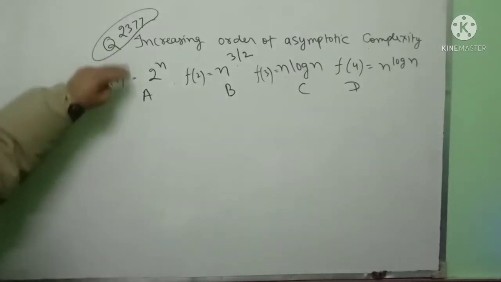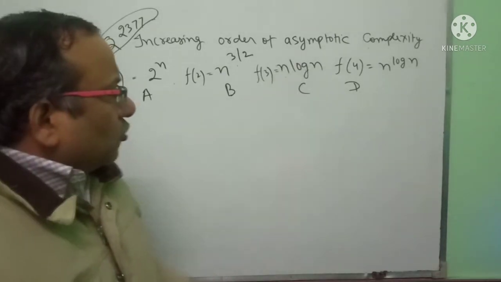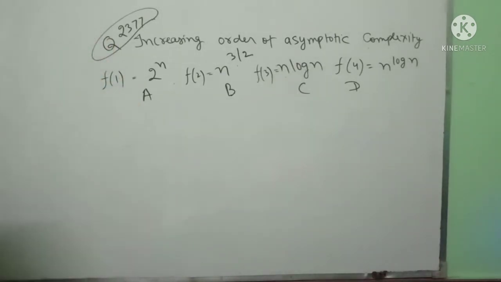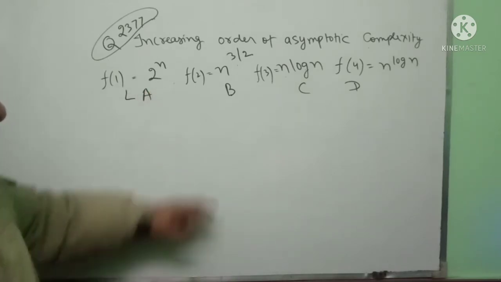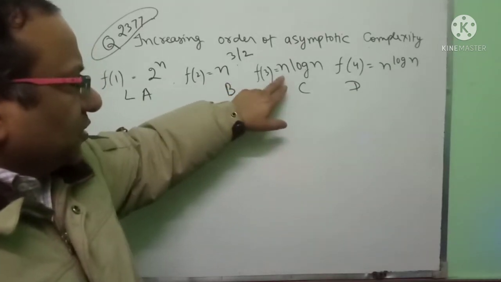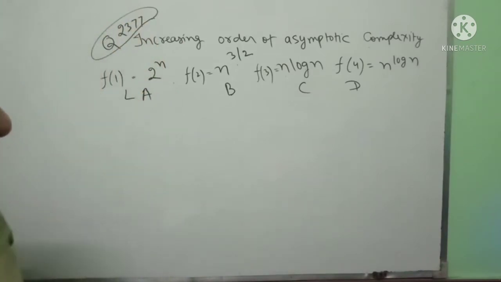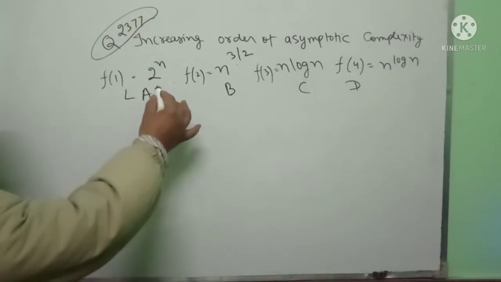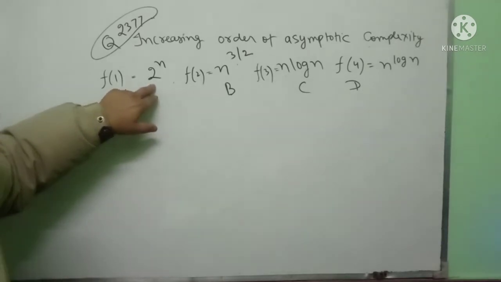This question is from algorithms about complexity: arrange these functions in increasing order of asymptotic complexity. A represents f1, which is 2 raised to the power n. Similarly, B represents f2, n raised to the power 3/2. C represents f3, n log n, and D represents f4, which is n raised to the power log n. So this one is basically exponential complexity, so this needs to be the highest.